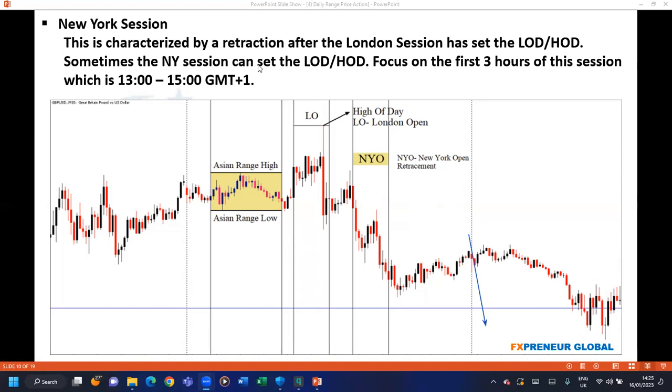On some occasions, when the London session has set the high or the low of the day, the New York session may come and take out the high or the low set by the London session and set a new high or a new low of the day. So at times you may experience the New York session setting the high of the day or the low of the day. And you focus on the first 3 hours of this session between 1300 and 1500 GMT plus 1.